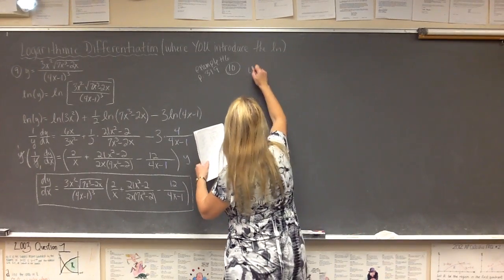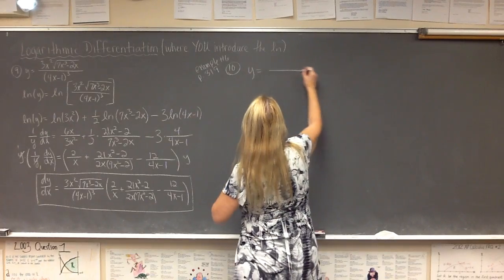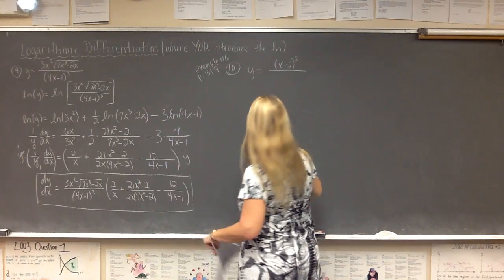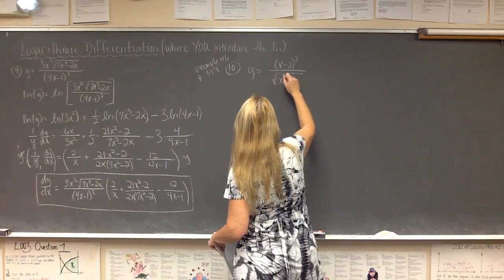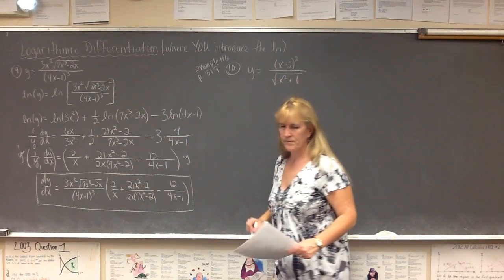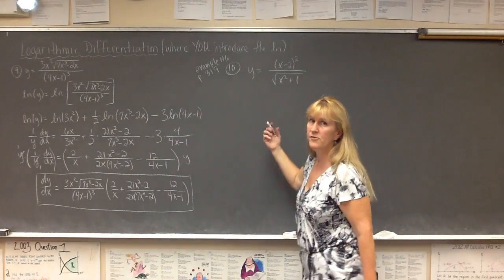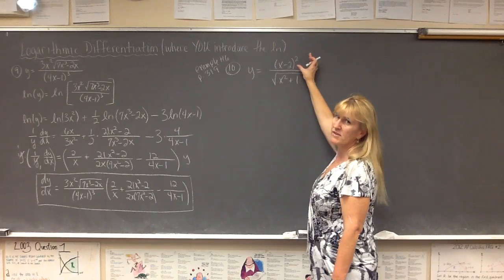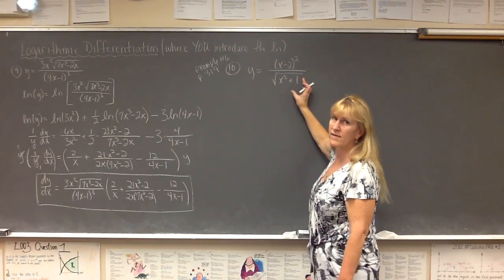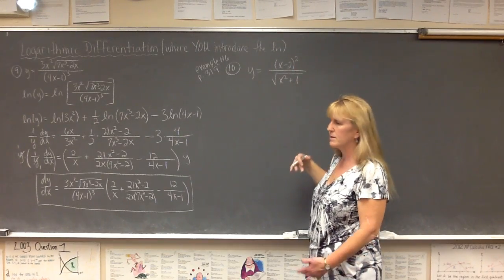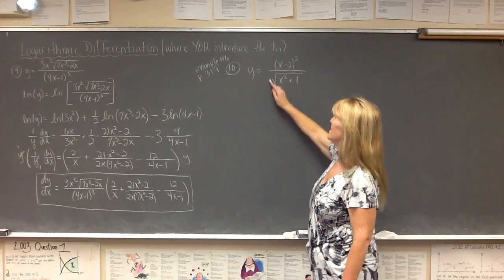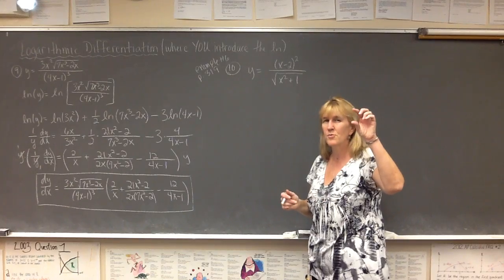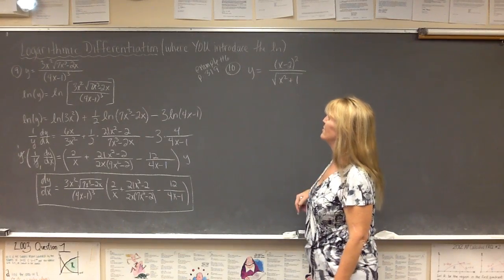So we're looking at y equals x minus 2 quantity squared divided by the square root of x squared plus 1. Now I know that you can take this derivative just like it is. You could do the bottom times the derivative of the top minus the top times the derivative of the bottom all over the bottom squared. However, this derivative of the bottom is going to give you a complex fraction because you'll have a little fraction in your numerator, and that won't be very pretty.